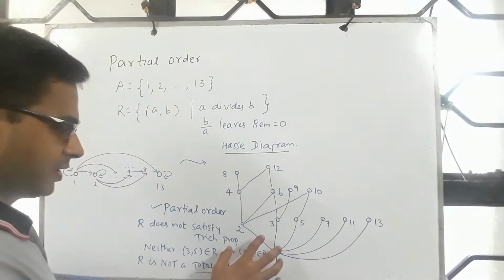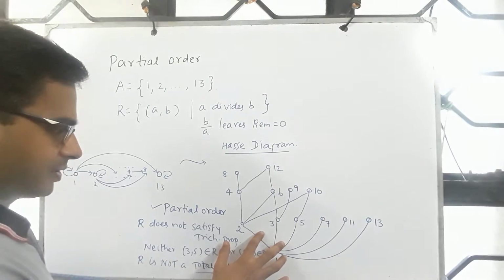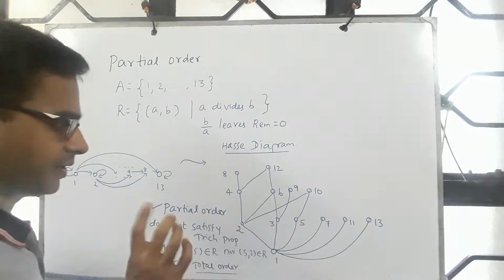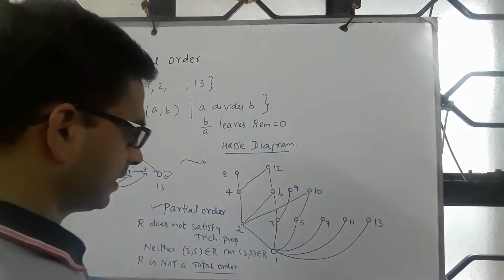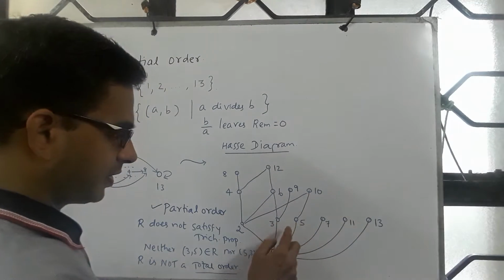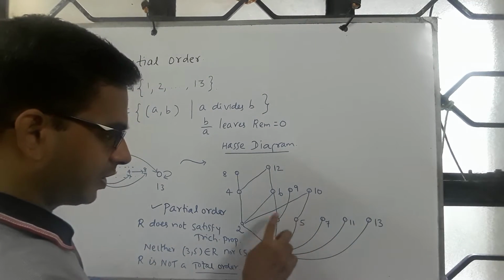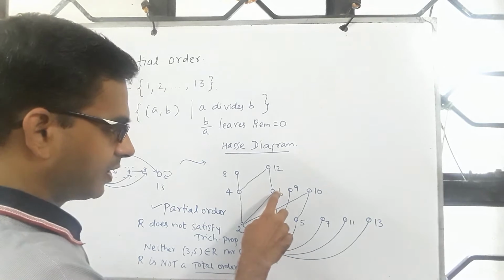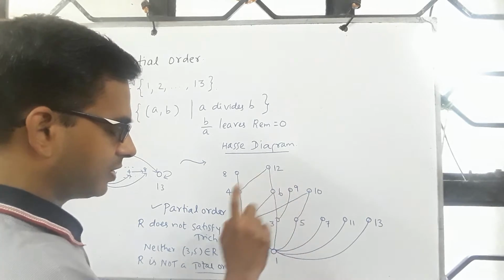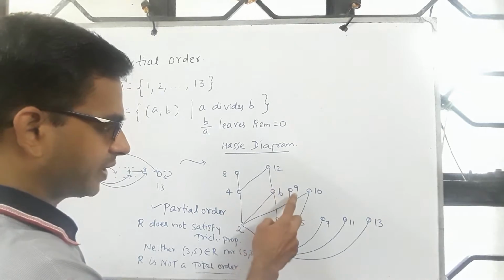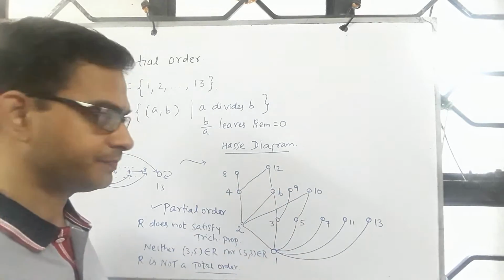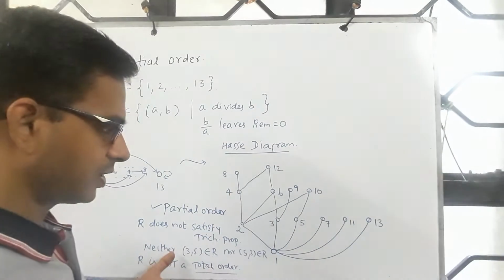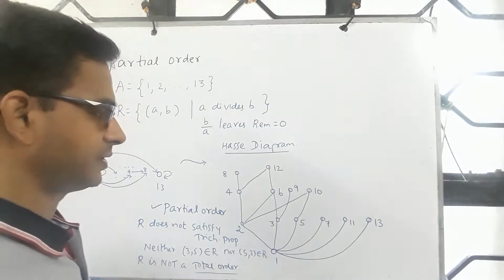And the other day we saw a relation which is a partial order but not a total order. For example, 3, 5, you don't see 3 to 5 or 5 to 3. Similarly, if you look at 6, 10 or 6, 9, no arc from 6 to 9 or 9 to 6. So there are many partial orders which are not total orders.